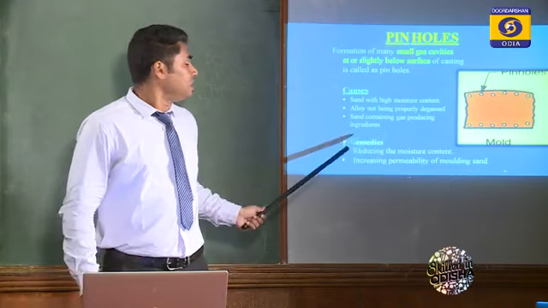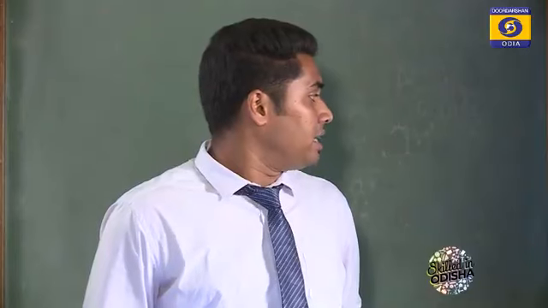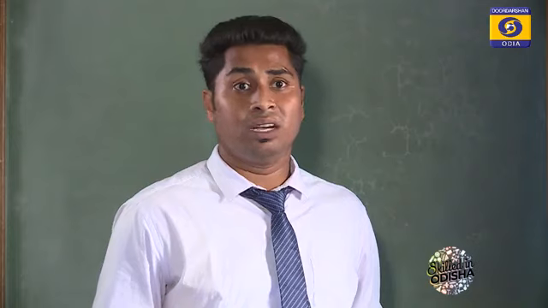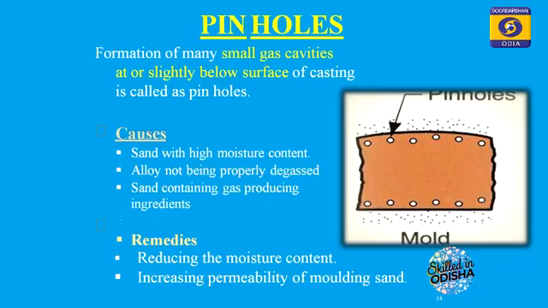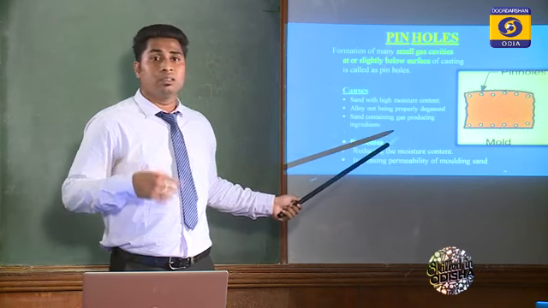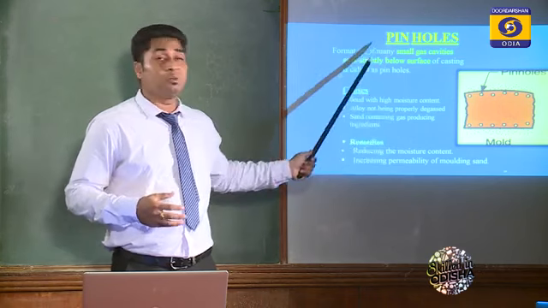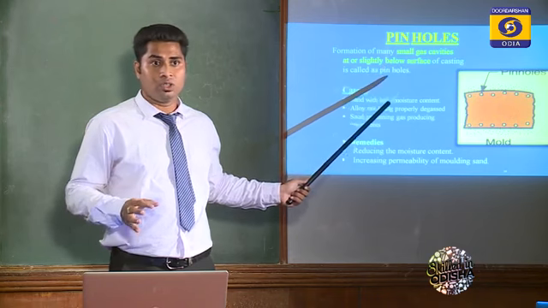So what are the remedies for the pinholes casting defect so that we can avoid it? By reducing the moisture content. This is the very important and major remedy of this process. And by increasing the permeability of the molding sand. Okay, so by applying these remedies, we can prevent or avoid the formation of pinholes in the casting product. Understood?